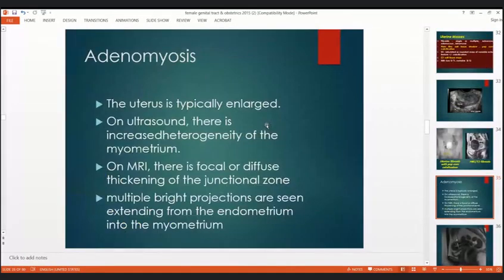Another condition that affects the uterus is called adenomyosis, which is invasion or proliferation of endometrial glands within the myometrium. In this condition, the uterus is typically enlarged. On ultrasound, there is heterogeneous increased echogenicity in the myometrium. On MRI, we will see focal or diffuse thickening of the junctional zone, and multiple bright projections extending from the endometrium into the myometrium.